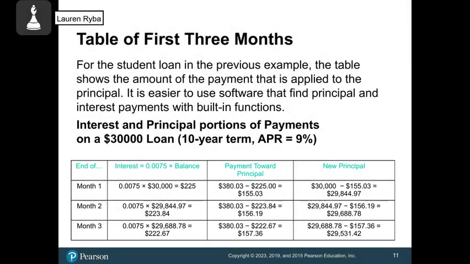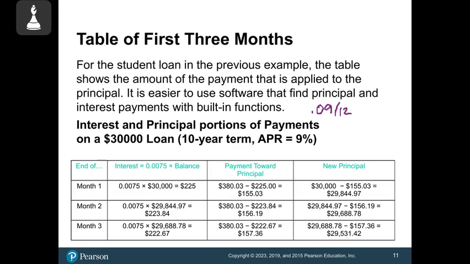Just showing you here an example of this loan, the first three payments. We know our initial balance is $30,000. So at the end of month one, to find my interest, I would take 0.0075 times my balance. How did I get that value? Well, that is the 9%, so 0.09 over 12 times my balance. So it'll show how that gets you here.